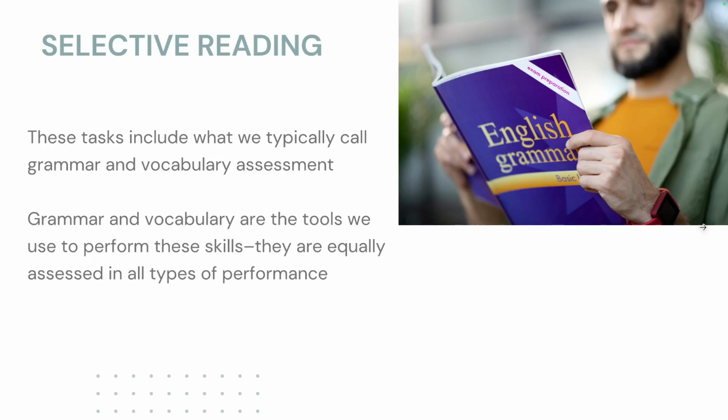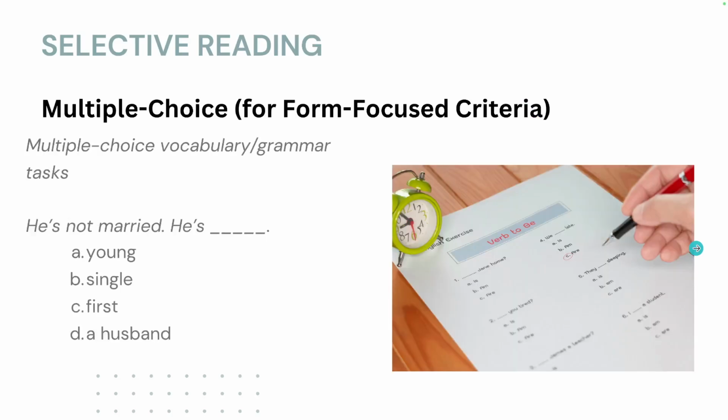When teachers say they're testing reading, but a lot of the items that they have in their reading section still look like grammar assessment. This is why it's so hard to isolate grammar from the different skills, because you can't. They're just embedded together. But anyways, grammar and vocabulary are the tools that we use to perform these skills, so they're equally assessed in all types of performance, as I was trying to say. Okay, so what are some different ways to do that? I know you've seen all these, so we'll go fast.